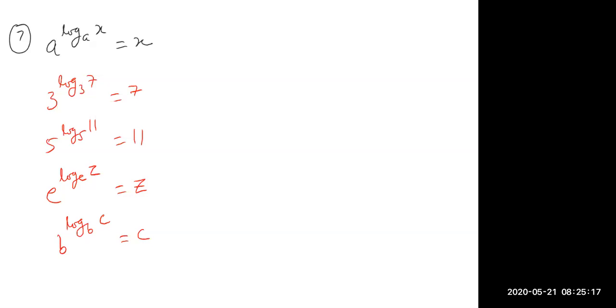But what will be the conditions here? If you remember, a must be greater than 0, a must not be equal to 1, and x must be greater than 0. These conditions will always be followed. The logs are not defined for negative numbers. So if log x is there, x must be positive. In log base a, the base can never be negative, and can never be 1.